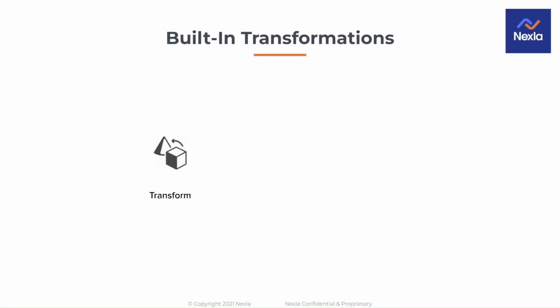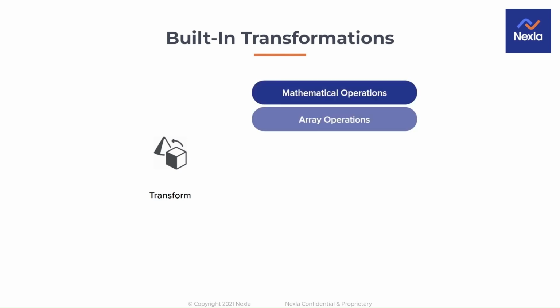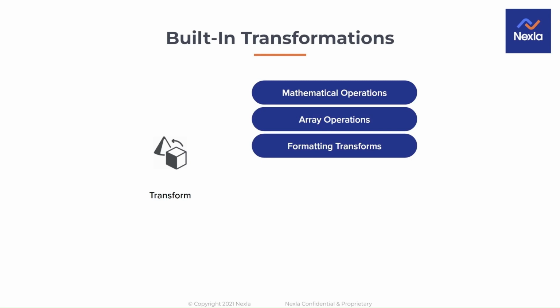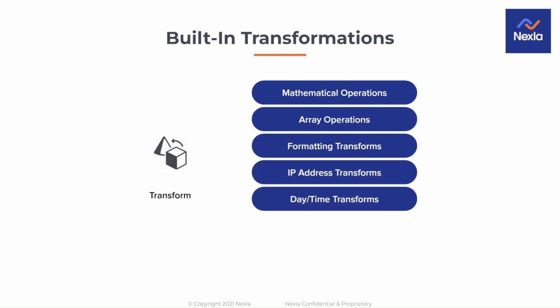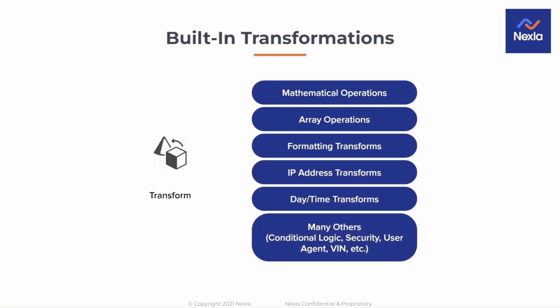Most users will only need the pre-built transformations that come with Nexla, which include mathematical, array, and formatting transforms, as well as IP address and date-time transforms, among others. Applying a transformation to any slice of data in Nexla is simple and only requires selecting the appropriate transform and associated parameters. For more advanced transformations, users can also inject their own custom code, and this process is covered in another of our tutorial videos. Let's take a look at constructing a transformation in the Nexla platform.